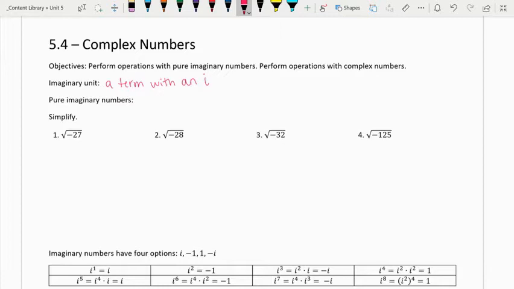Now, the pure imaginary numbers are pretty much the same thing. They are a term that has an I next to it. An imaginary unit is the term with an I in the complex number. So if you have 2 plus 3i, the imaginary unit would be the 3i. The pure imaginary number is just the 3i. So it's just one term, it's only imaginary, it doesn't have this real portion right here like that one does in complex numbers. So the first thing we're going to talk about is simplifying radicals.